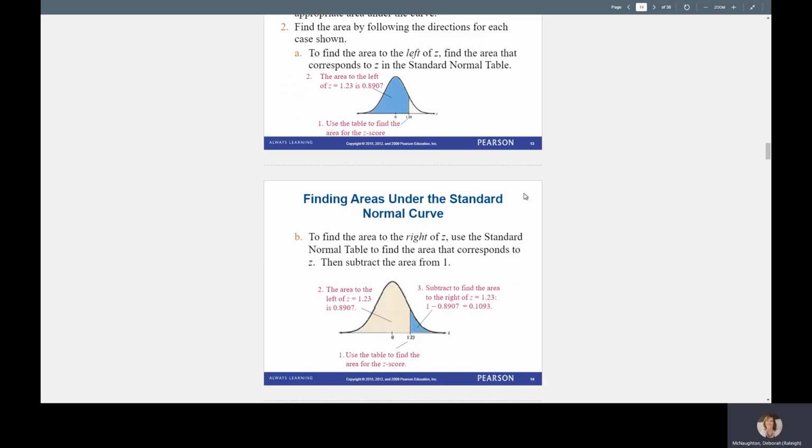And then if I want to find the area to the right of the curve, I can't find this using the table. So what I'm going to do is look up the area to the left of 1.23, which we already knew from here, right? That's 0.8907. And then the area to the right is going to be 1 minus that, because the whole area is 1. So to get the area to the right of z equals 1.23, I use 1 minus 0.8907.